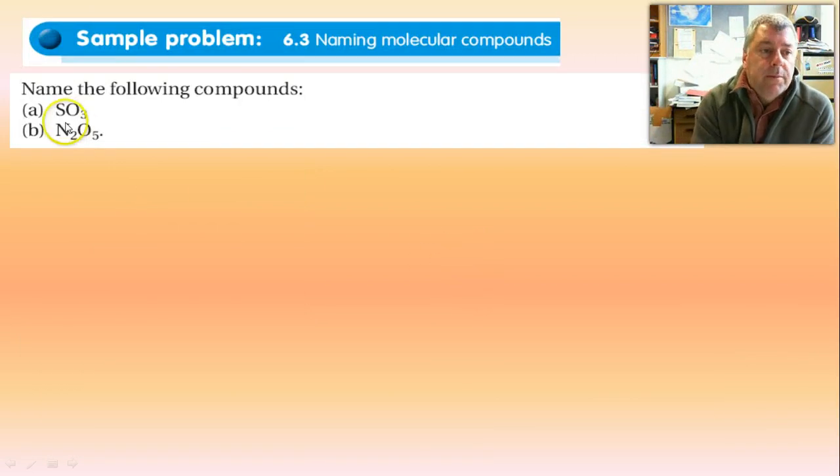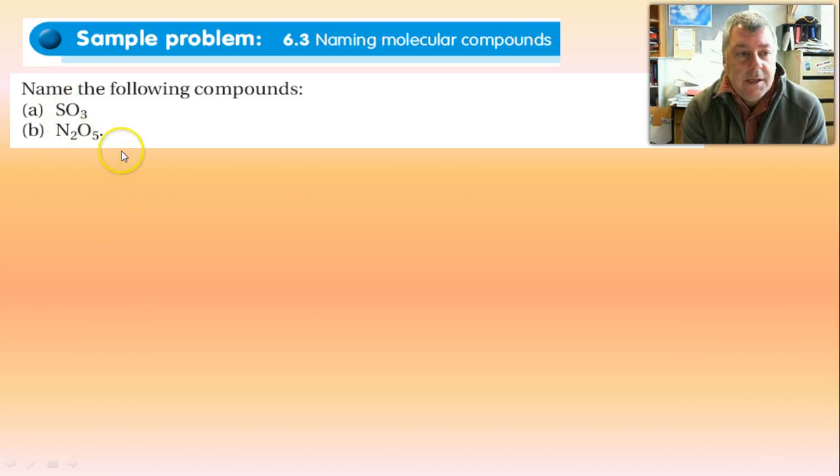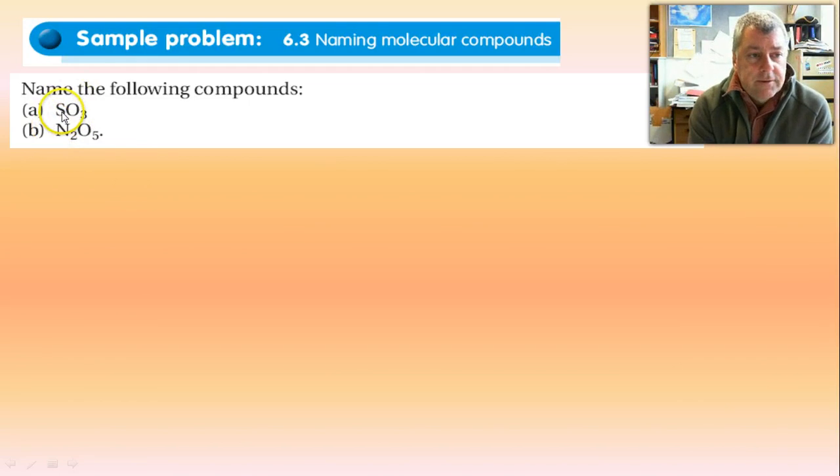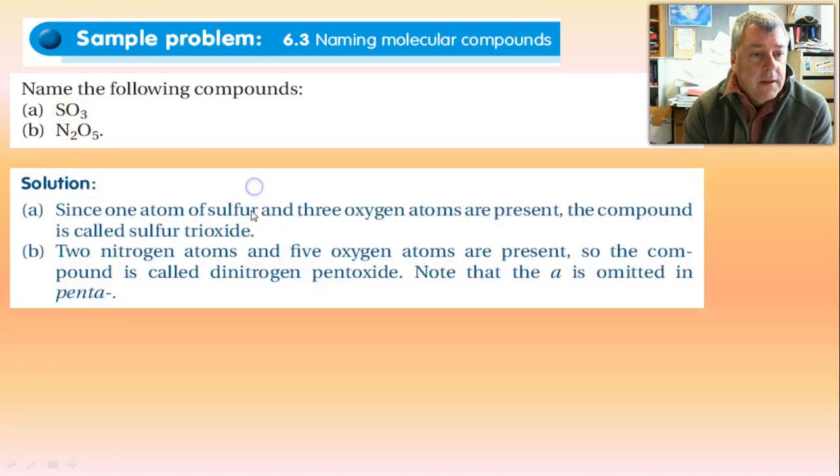Let's name these 2 compounds. We've got SO3 and N2O5. So hopefully we're remembering our elements after all that practice at the beginning of the year. So that's sulfur combined with 3 oxygens. So the oxygen becomes an ide, okay, and so oxide, and we use a prefix tri to denote the 3 of them.